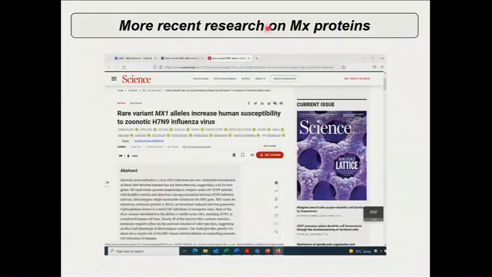Okay, more recent research on MX proteins, for example, here published in Science, shows that there are also variations in our own MX genes that have dramatic consequences. So, for example, the people who turn out to be susceptible to avian influenza viruses, to pathogenic avian influenza viruses, they have likely, it's not always the case, but likely, a variation in their MX genes that is responsible for the susceptibility. So it's basically the same story as with the mice.